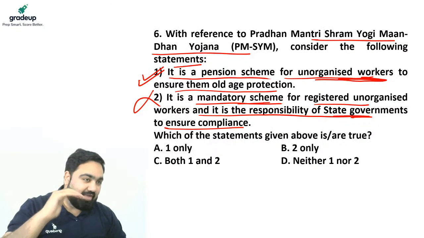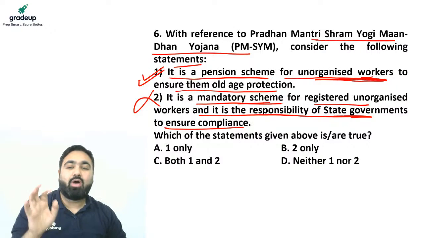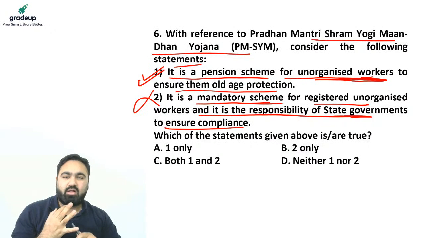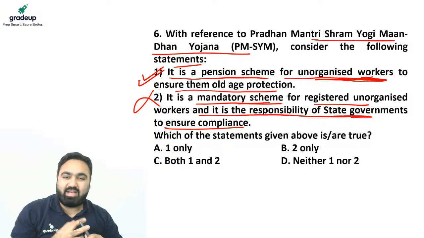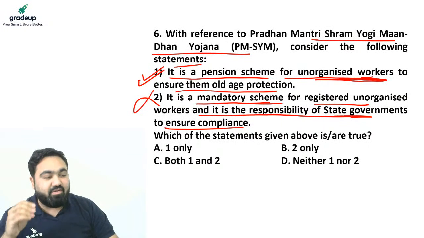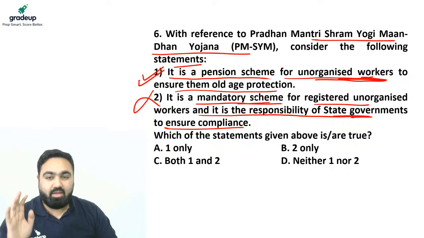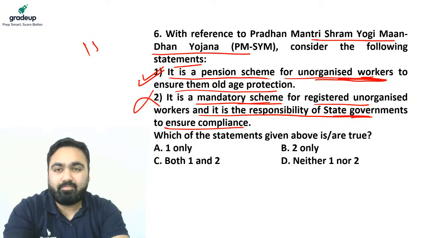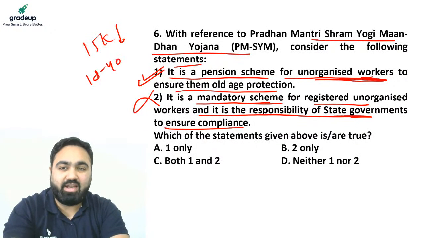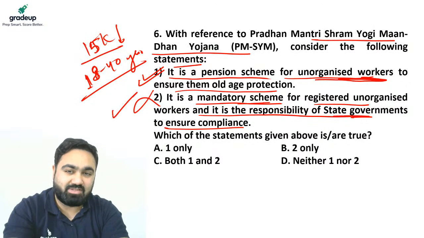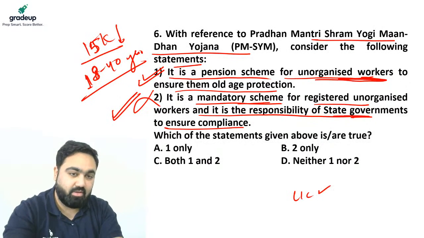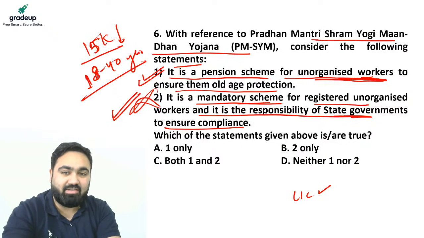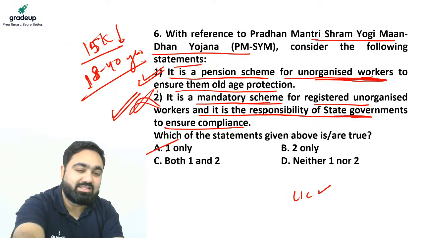The eligibility criteria is, if you are an unorganized worker like a street vendor, a home-based worker, a landless laborer, and you earn less than 15,000 per month, and you are in the age group of 18 to 40 years, then you can subscribe to this scheme. LIC will run this scheme. So the second statement is incorrect. The first is correct. The answer thus is A.